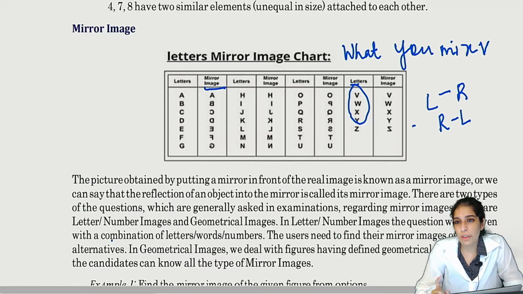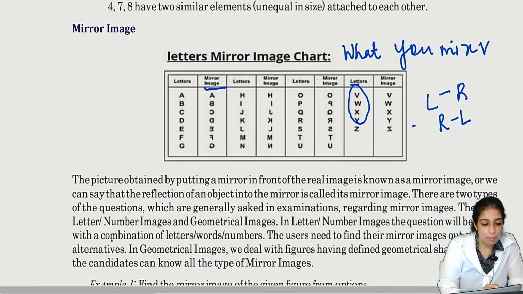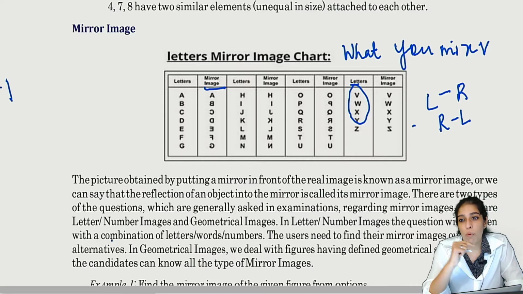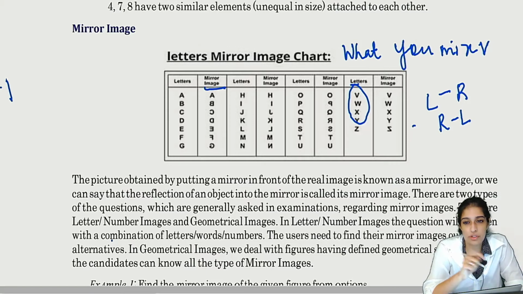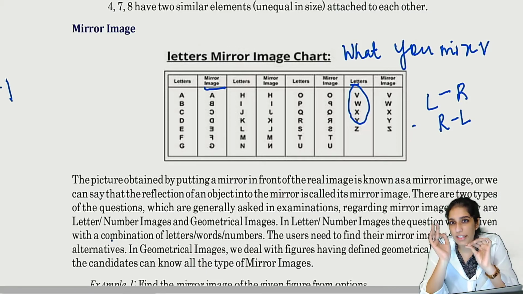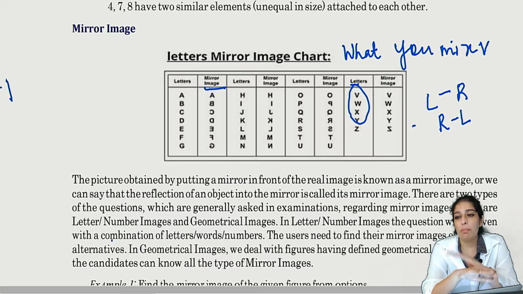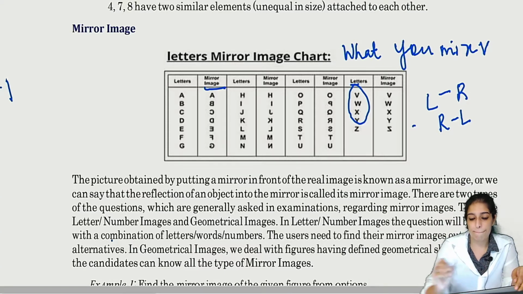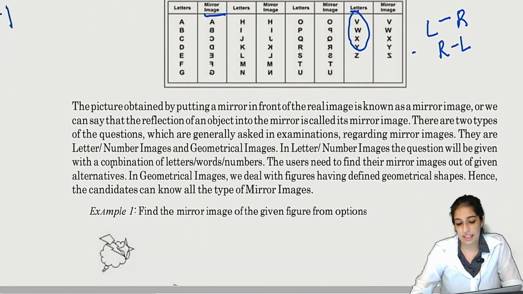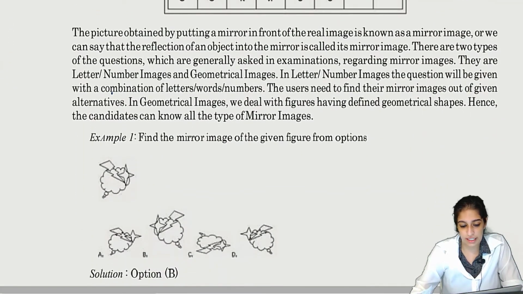Okay, another thing, when you are doing mirror, you have to remember that there is no change in up and down. What is up will remain up, what is down will remain down. So when we see figures, you will come to know that only left and right changes, nothing else changes. What is at the bottom will remain at the bottom even in the mirror. So up and down does not change. With this let us start with some figures that they have given us.